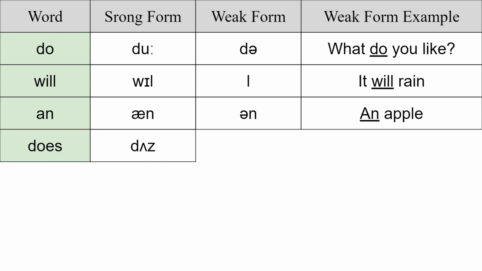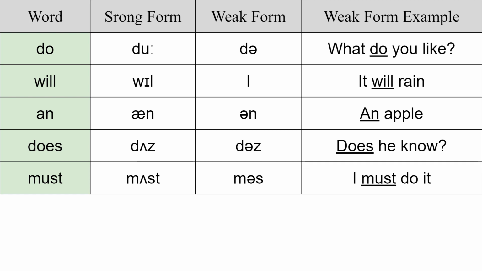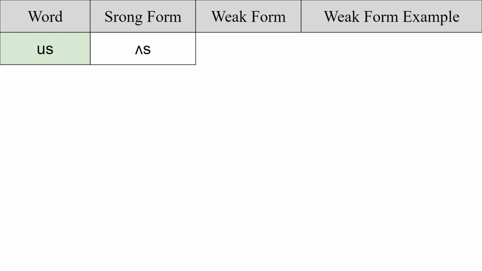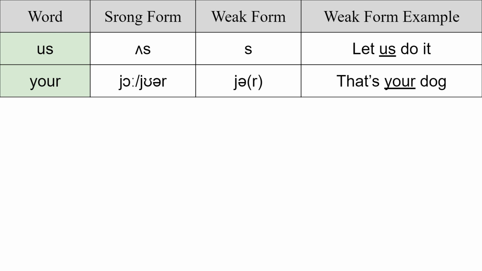Does, weak form, does. For example, does he know? Must, weak form, must. For example, I must do it. Us, weak form. For example, let's do it. Your, weak form, your. For example, that's your dog.